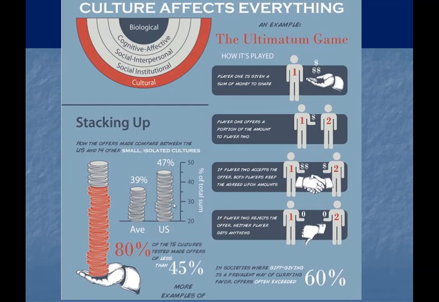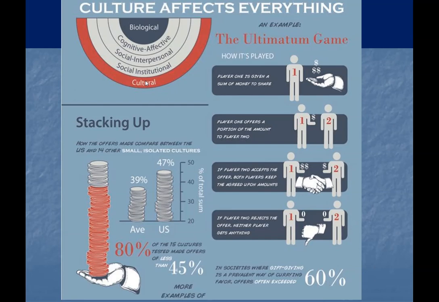Turns out in Western culture in the US versus some other culture, like small isolated cultures or cultures where gift giving is a very common cultural norm, used as a way of currying favor, we find very different results. So in some cultures, we get less than 45%, like offers tend to be pretty small. You're offering quite a bit less than half to the other person. Whereas in these gift-giving cultures, you get offers sometimes where they're giving the other person more than half.